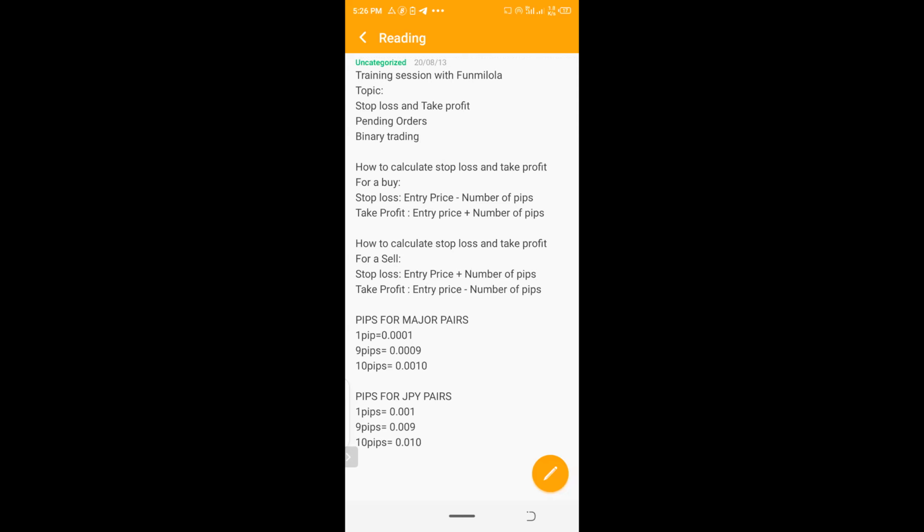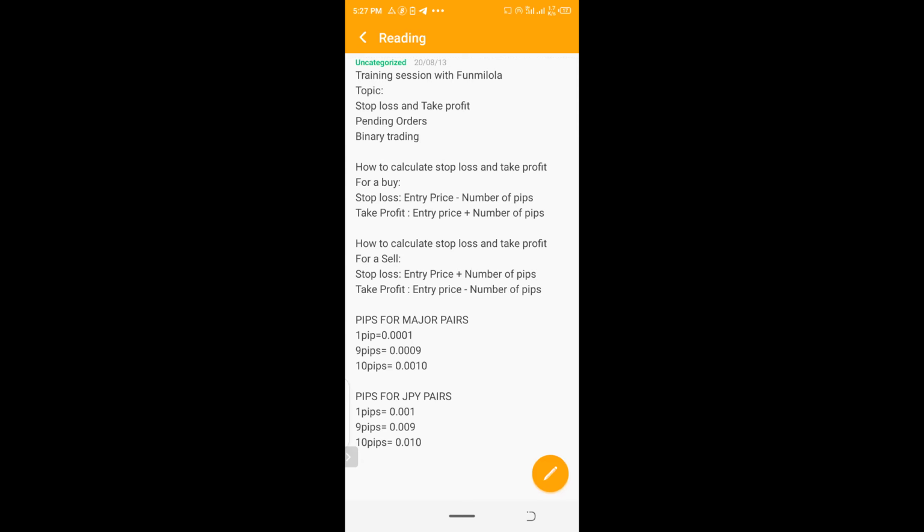Now, for JPY pairs, your pip is always the third number after the decimal point. So you can see for one pip for JPY pairs is 0.001. 9 pips is 0.009. 10 pips is 0.010. Can somebody tell me what 20 pips is going to be for JPY pairs?